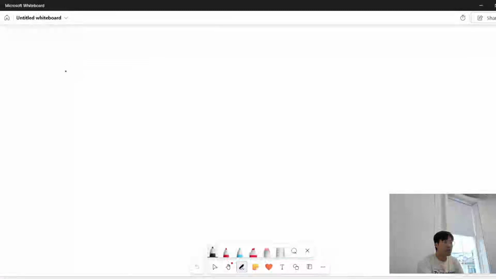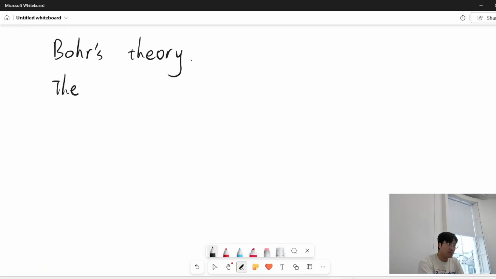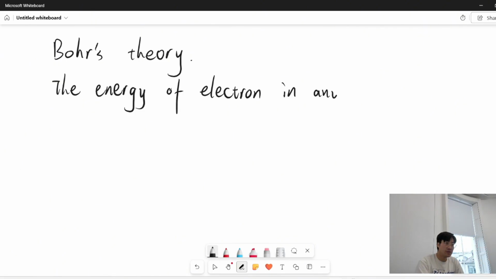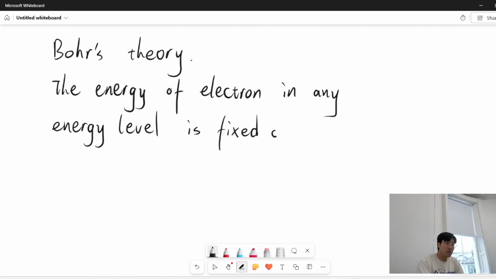One of the most difficult concepts to understand in Leaving Cert is called Bohr's theory in chemistry. Bohr's theory states that the energy of an electron in any energy level is fixed, or quantized.